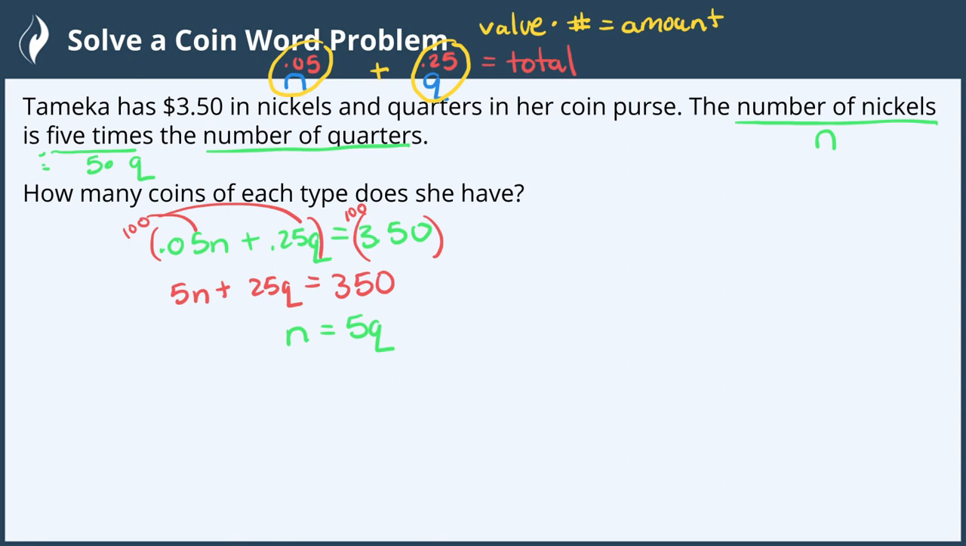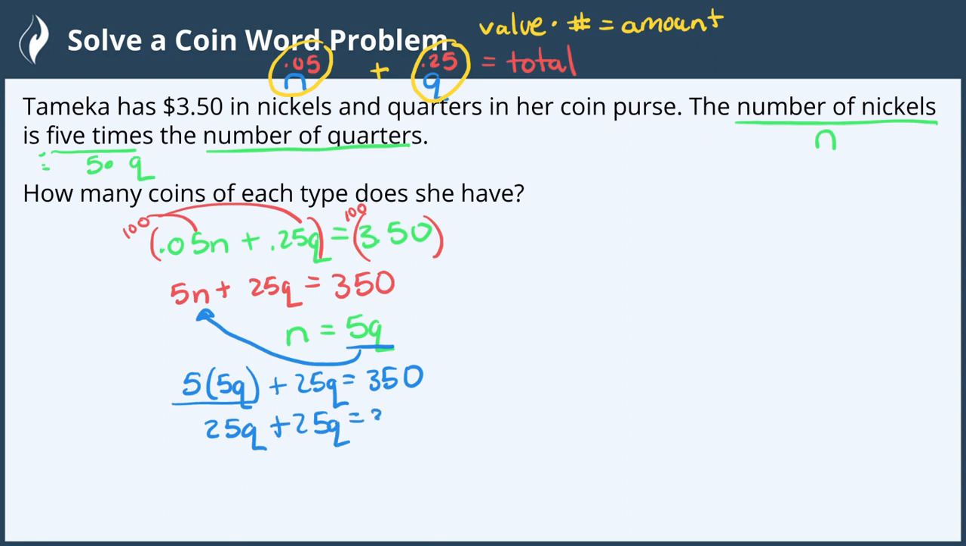Now that we have our two equations, we can substitute 5Q in for N everywhere in the first equation. This is beneficial because then we only have one variable and we can isolate that variable. So if we substitute it in, we get 5 times 5Q plus 25Q equals 350. Multiplying 5 times 5, we get 25Q plus 25Q equals 350. Adding like terms, 25 plus 25 is 50Q, which equals 350.